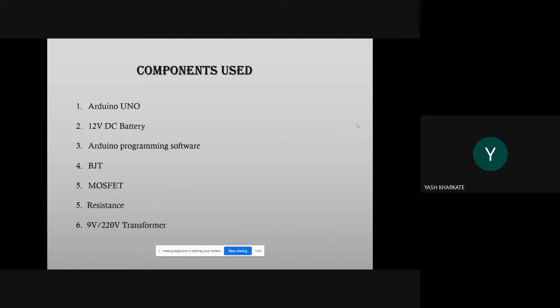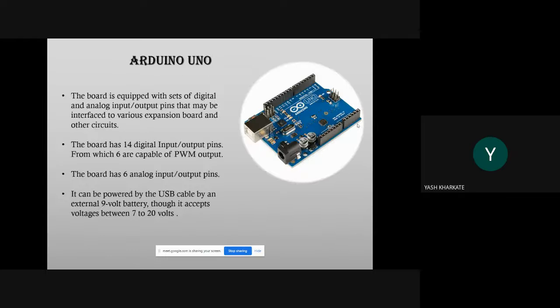And three single phase step up transformers are connected in delta and star connection here. At the output we have three phases and one neutral line delivered by using star connection at the secondary side. So components used here are Arduino Uno, 12 volt DC battery, Arduino programming software, MOSFET, resistance, and 9 volt to 20 volt transformers. Three transformers are used to give three phase output.